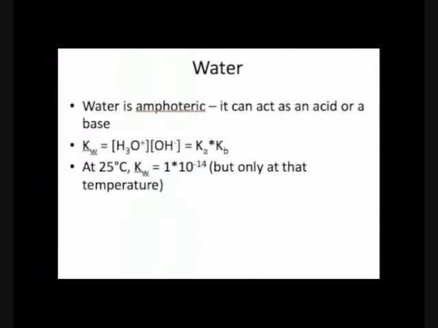Water is amphoteric, which means that it can act as either an acid or a base in a reaction, which is just another way that water is special. At 25 degrees Celsius, the equilibrium constant of water is 1 times 10 to the negative 14th, but it's only at that temperature because the equilibrium constant changes as the temperature changes. The equilibrium constant of water is also considered the concentration of the hydronium ions multiplied by the concentration of the hydroxide ions, or Ka times Kb.